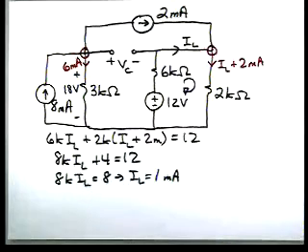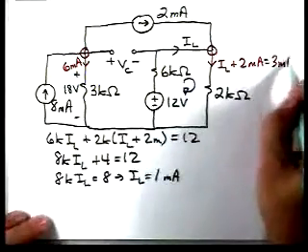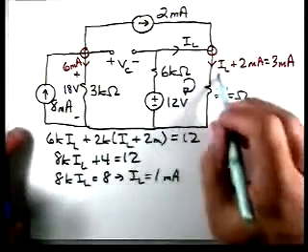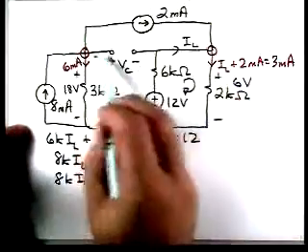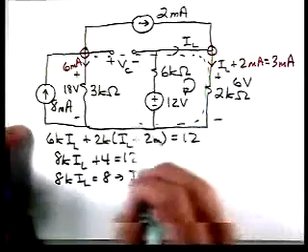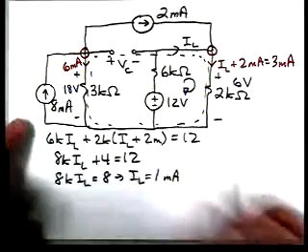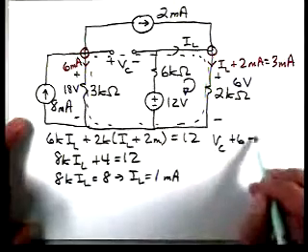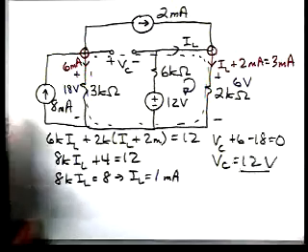So that tells us then that this current is 3 milliamps. And then that tells us that the voltage across this resistor must be 6 volts. Now we can apply KVL around this loop. And if we do that, we'll have plus VC plus 6 minus 18 equal to 0. That gets us VC equal to 12.